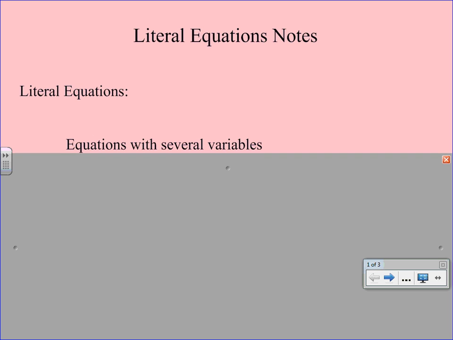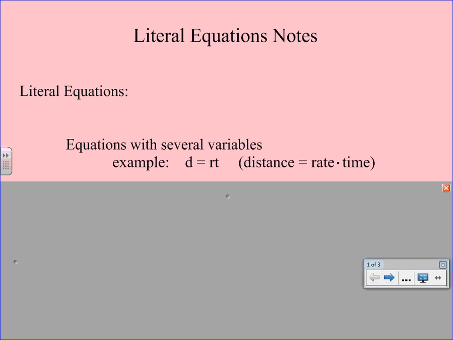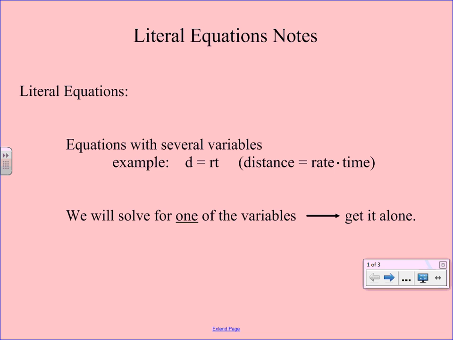has multiple variables. An example would be something that you might have seen in science class, distance equals rate times time. Sometimes the rate is referred to as the velocity, so you might have even seen distance equals velocity times time. But it has several variables. What we're going to do is solve for just one of the variables.